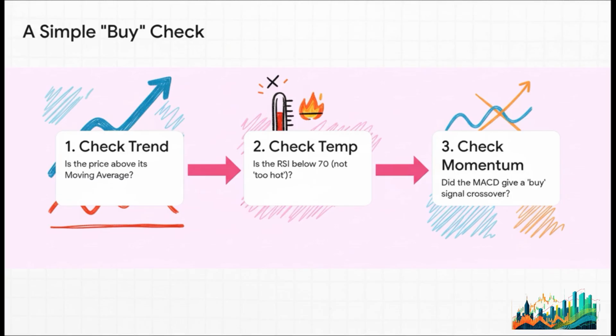Step 1, check the overall trend with the moving average. Is the price above the line? Yep, cool, that's a green light. Step 2, check the temperature with the RSI. Is it below 70, so it's not totally overextended? Perfect. And step 3, check the momentum with the MACD. Did those lines just cross over for a buy signal? Check. See, when all three of them line up, your confidence in that decision just goes way, way up.